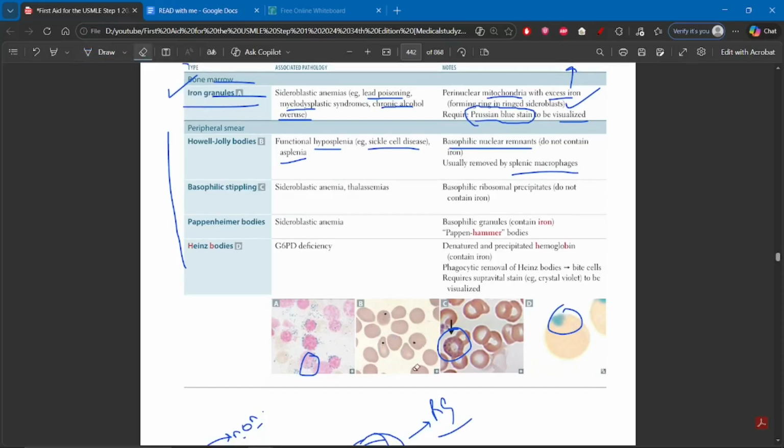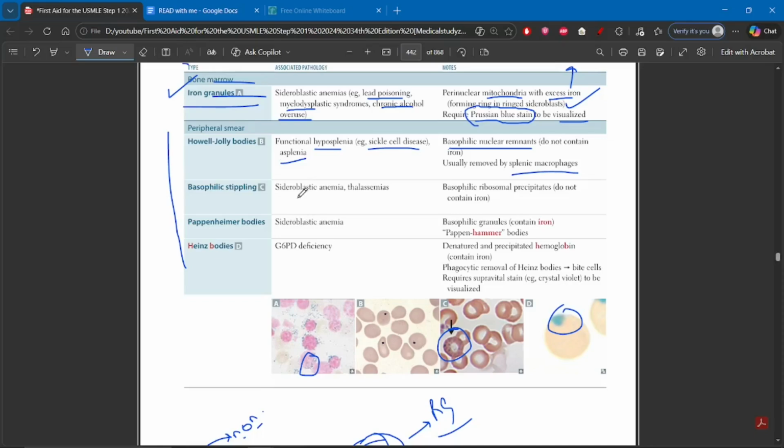Would you clean this picture up for you so that you could look at it? So the spleen is not there anymore. These bodies persist in the blood, and they are present in the blood.